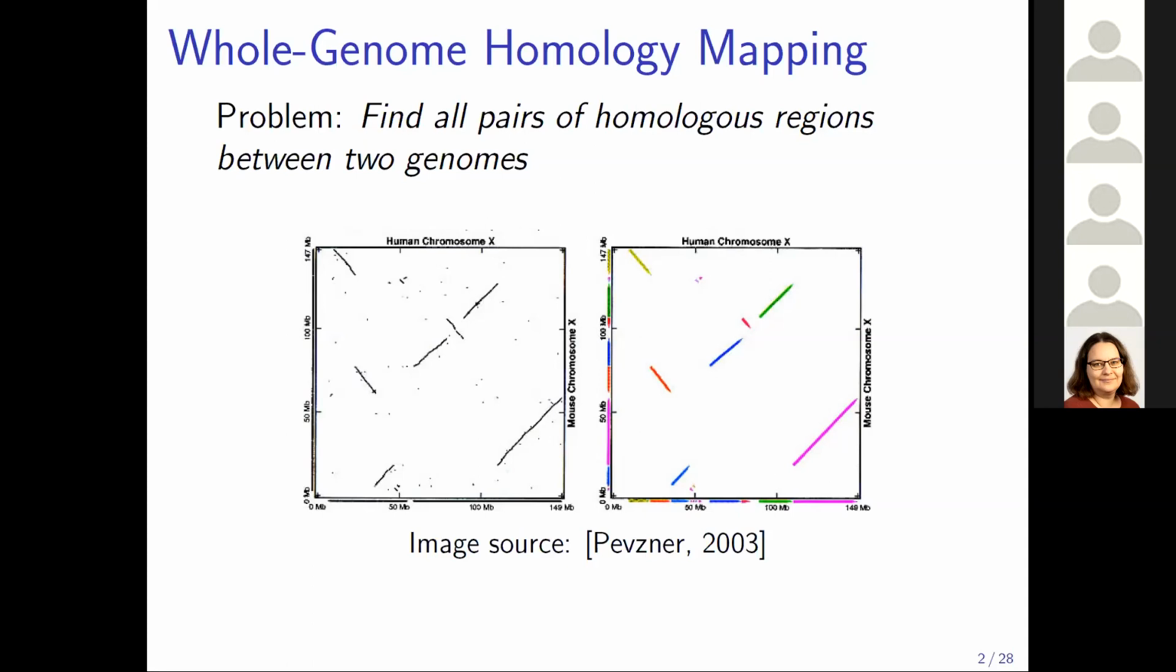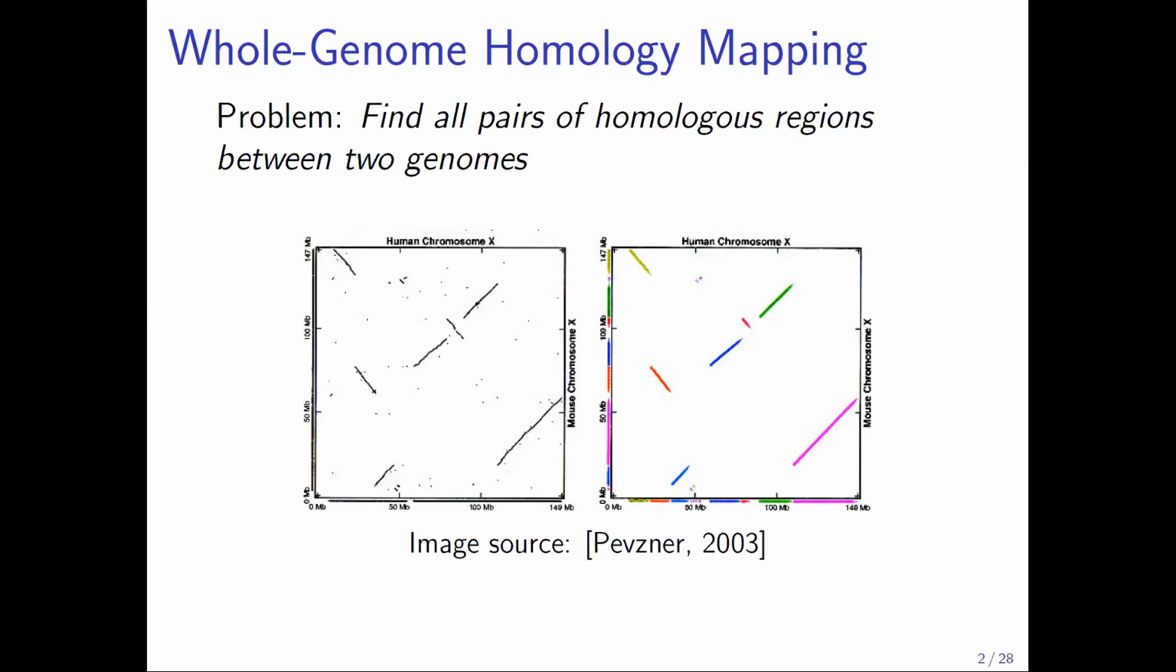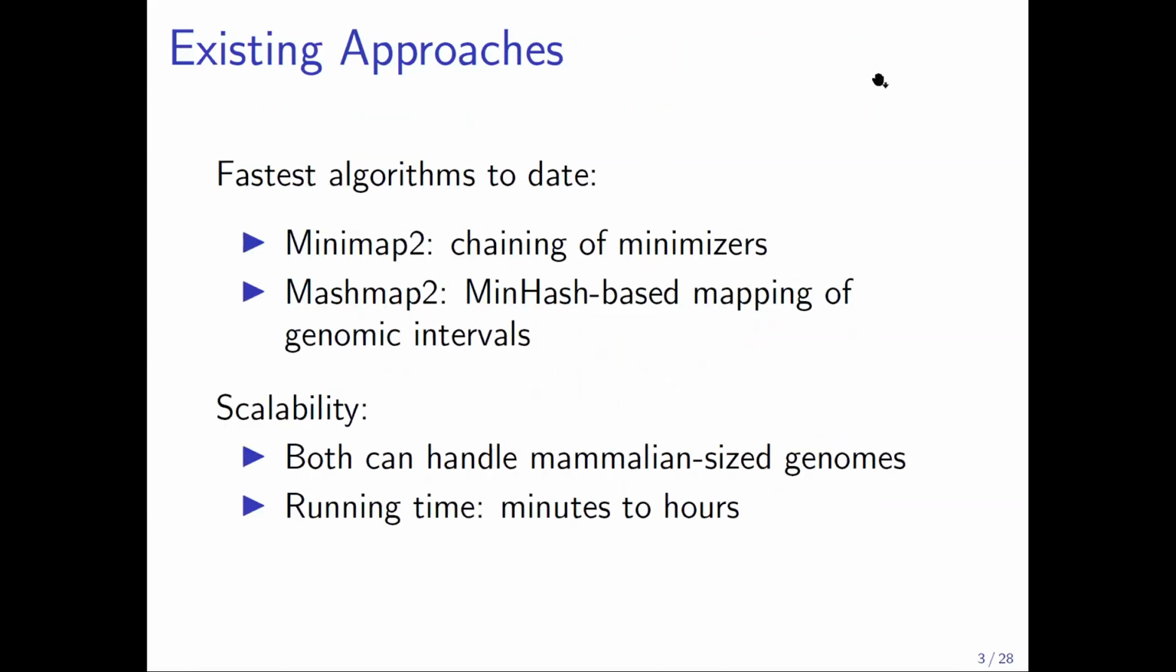So our task is to find such diagonals, and as we have longer genomes available, we want to be able to find them in these genomes very quickly and efficiently. So right now, there are several solutions that are able to handle mammalian-sized genomes.